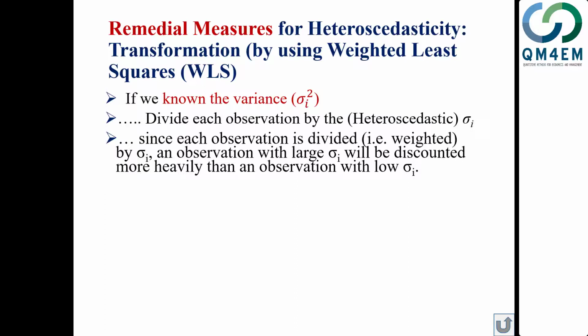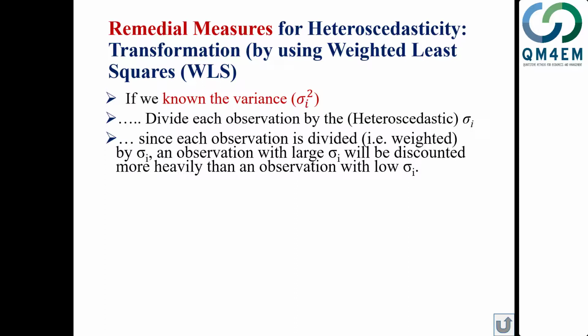So if an observation is divided by a small sigma i, it is discounted at a lower value, because you are dividing by a lower value. And if you divide an observation by a larger sigma i value, that value will become smaller, so it's discounted more heavily. In other words, the weighted least square method is based on the simple logic that you know the heteroscedastic variance, and you start dividing each observation by it.